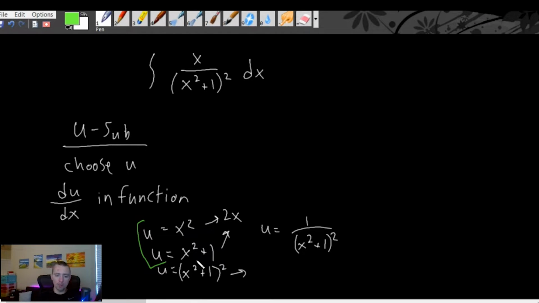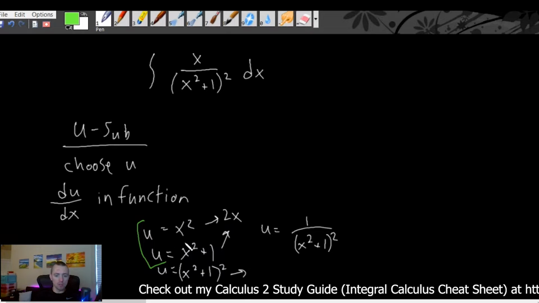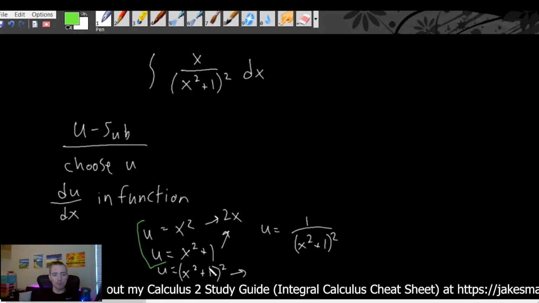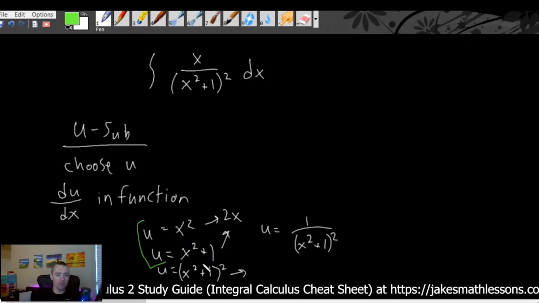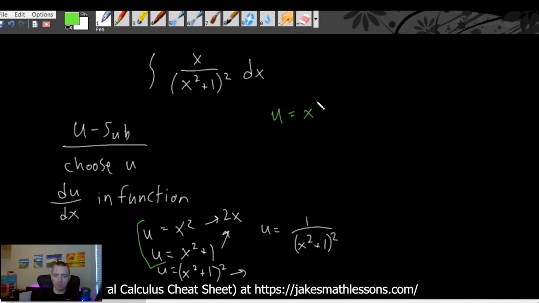Now, the thing you want to keep in mind, if you are in a situation like this, and this does actually happen fairly often, where you have two or more potential options for choosing your u, where the derivative of those two things is exactly the same. So like the derivative of x squared is 2x, the derivative of x squared plus 1 is also 2x. Usually, choosing the u to be the bigger term is going to help simplify your integral more, and therefore making it the better option. So let's go ahead and say that our u is going to be x squared plus 1.